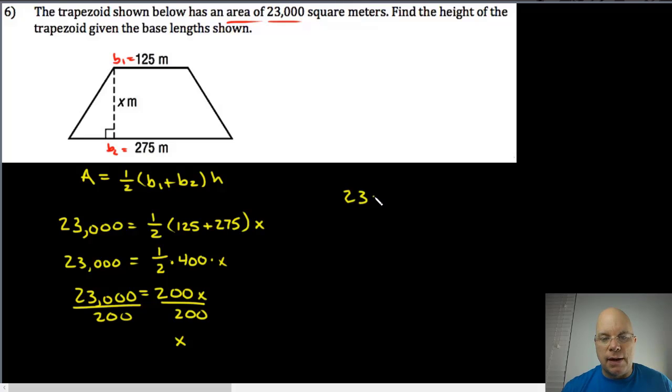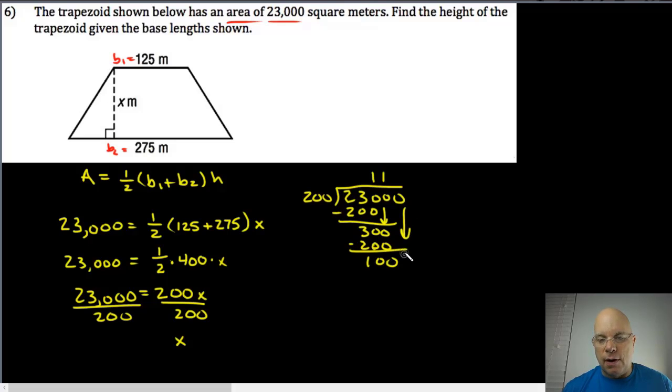So 23,000 divided by 200. There's 1, 200, and 230. 1 times 200 is 200. When I subtract, I get a difference of 30. Bring down this 0. There's 1, 200, and 300. 1 times 200 is 200. When I subtract, I get a difference of 100. Bring down this 0, and there are exactly 5 200s in 1,000. So x equals 115. So the answer would be 115 meters.